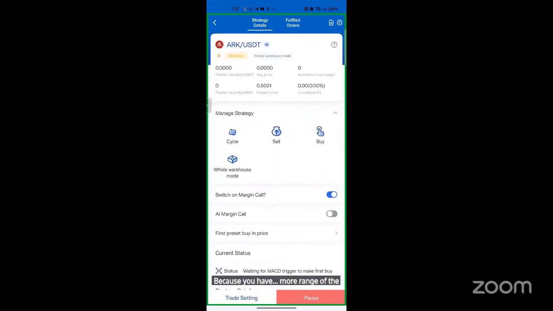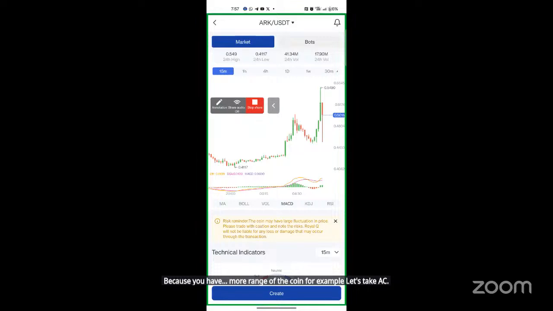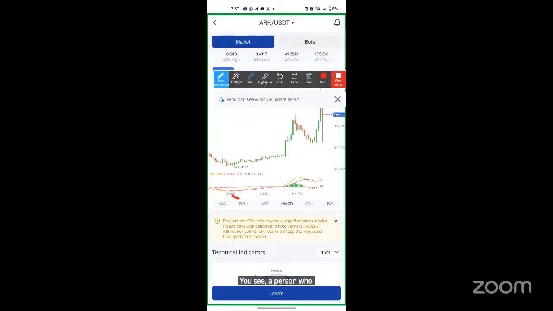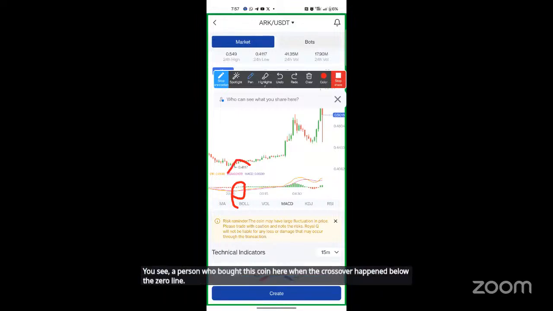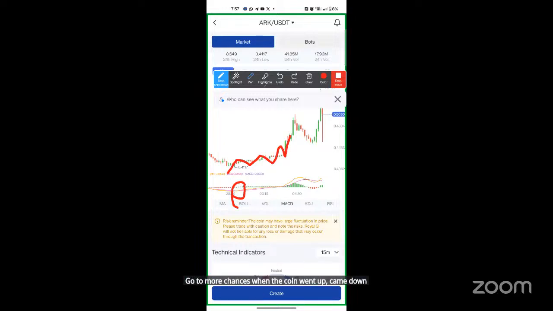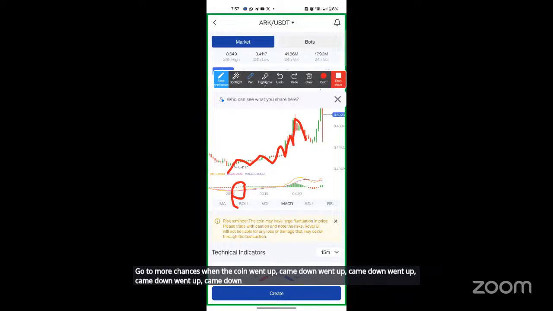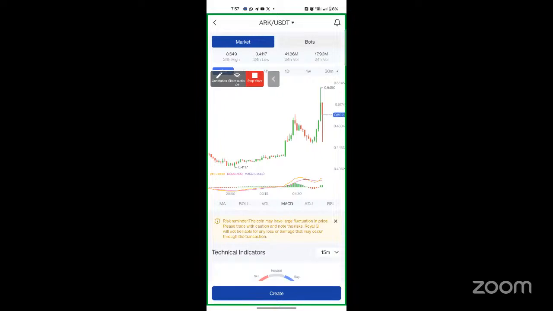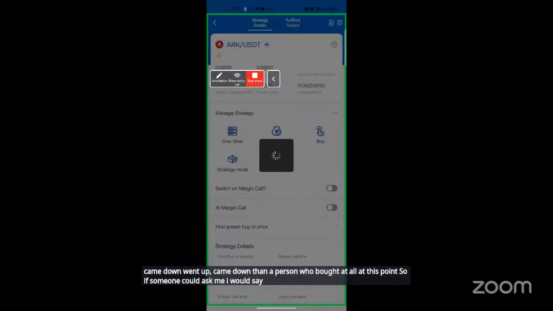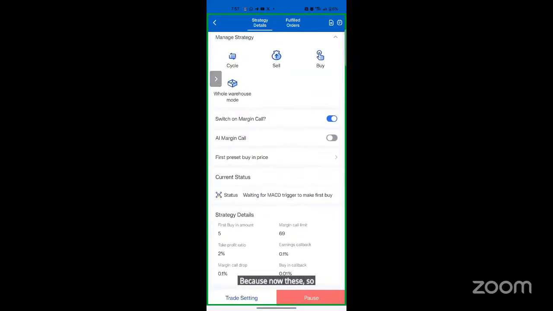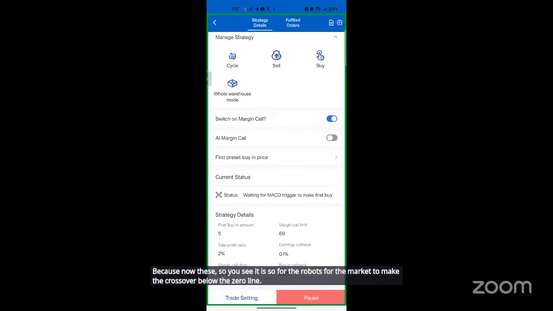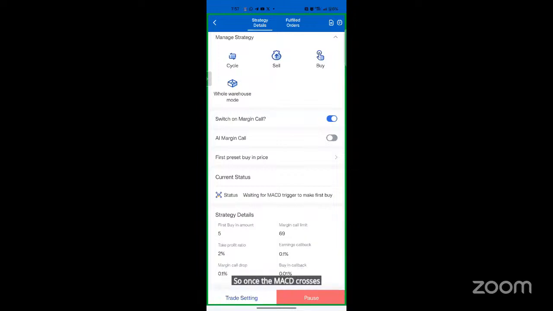For example, let's take ARC. You see, a person who bought this coin when the crossover happened below the zero line got more chances, as the coin went up, came down, went up, came down, than a person who bought only at this point. So you see, it is waiting for the market to make the crossover below the zero line. Once the market crosses, the robot will be able to buy.